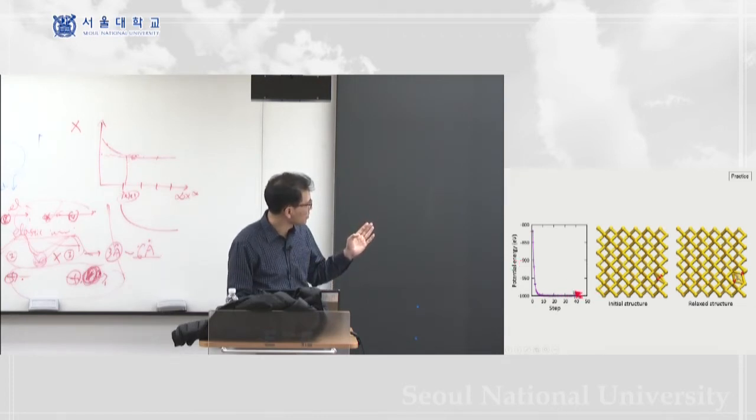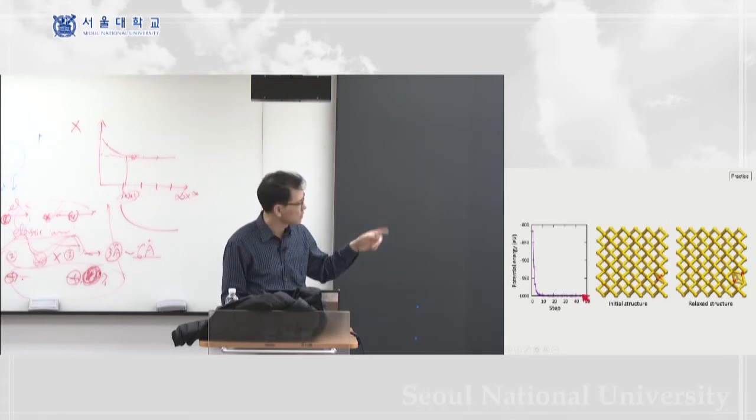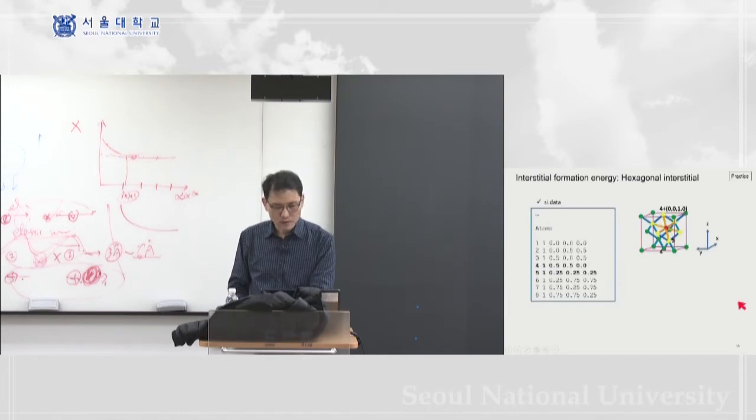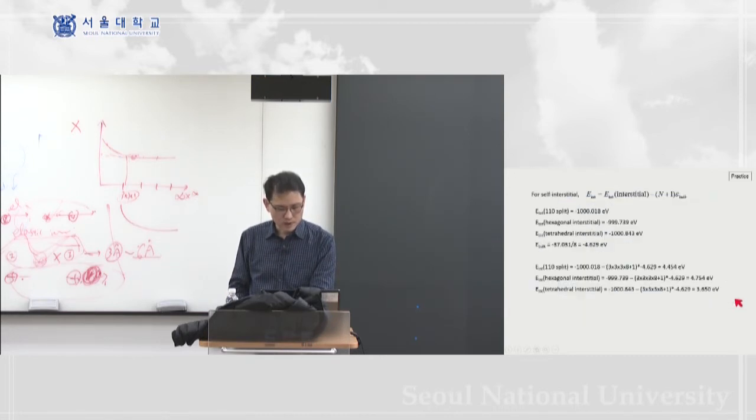Here, by using the damped MD, you can... this is the initial structure, your initial guess, which is quite different from the final equilibrium structure, right? Which means that your original structure will have large atomic forces on the atoms, and therefore, to make a stable minimization, you may try this damped dynamics. All right, this is hexagonal and this is tetrahedral.